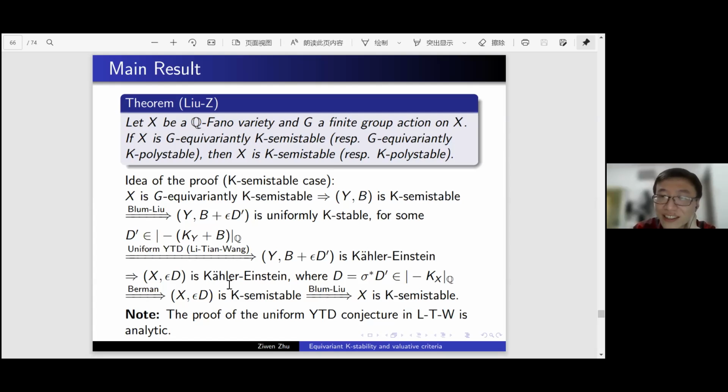So my question is the following. Can we expect, for instance, that it is enough to test G-equivariant smooth polarized test configurations to get uniform stability or not? Is this reasonable? Let me see. I think it should be enough.